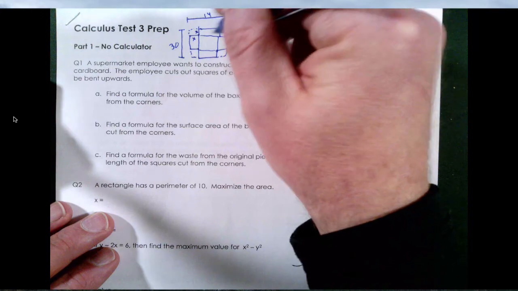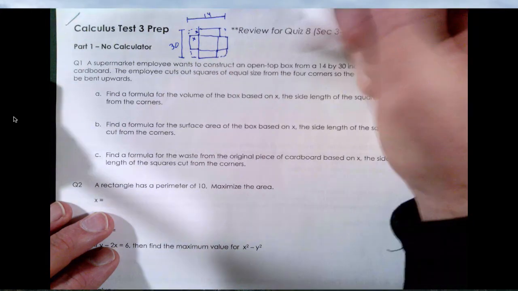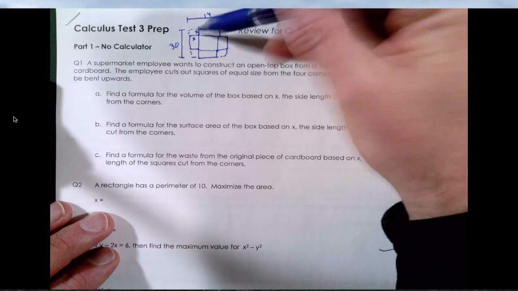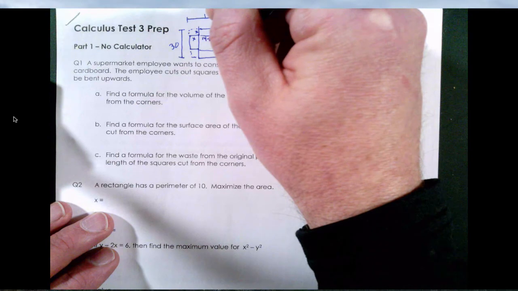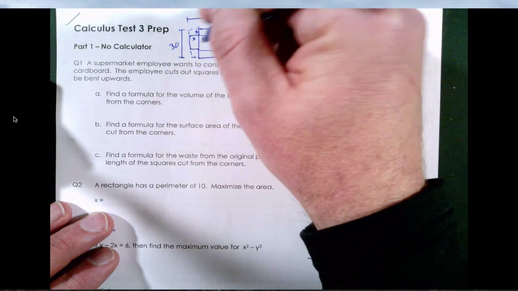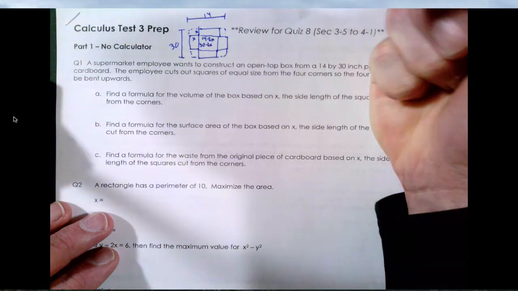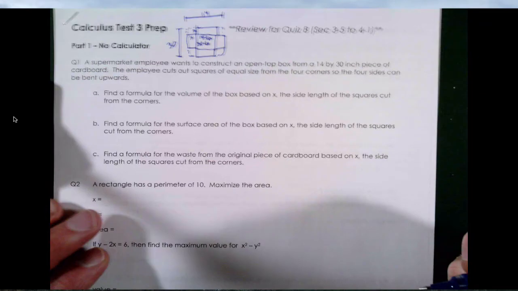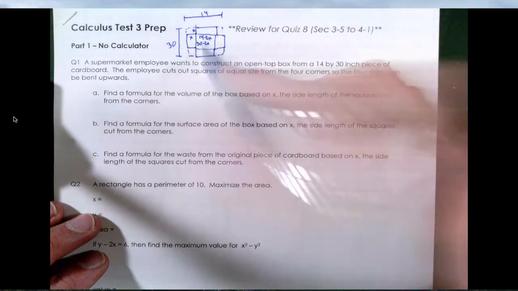That means this length right here, which will be the actual base of the box, is going to be 14 subtract x subtract x, so we have 14 minus 2x. This dimension here is 30 subtract x subtract x, so this is 30 minus 2x. So the three dimensions are x, 14 minus 2x, and 30 minus 2x.